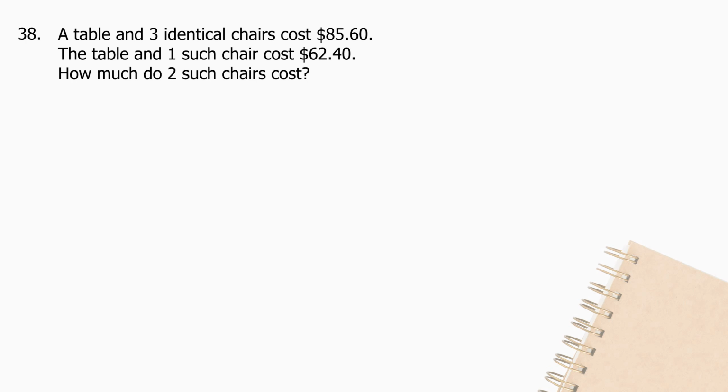Question 38. A table and 3 identical chairs cost $85.60. The table and 1 such chair cost $62.40. How much do 2 such chairs cost?